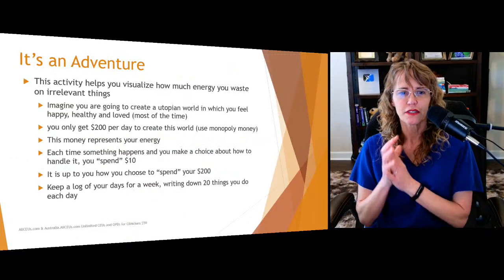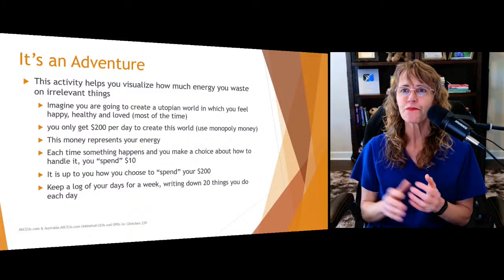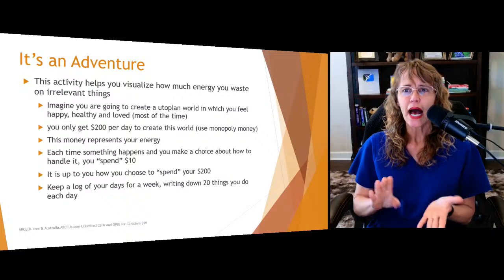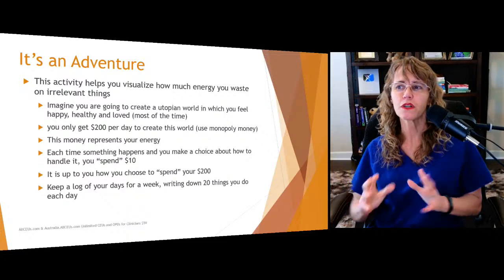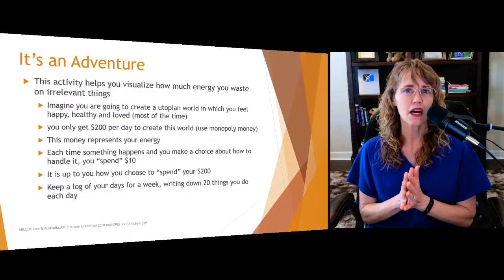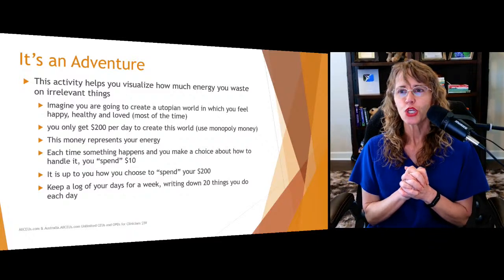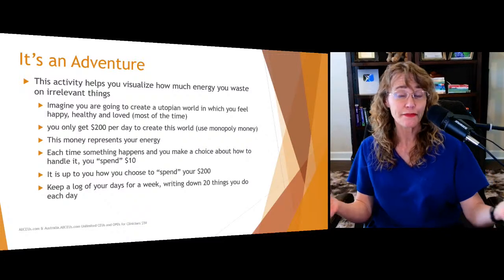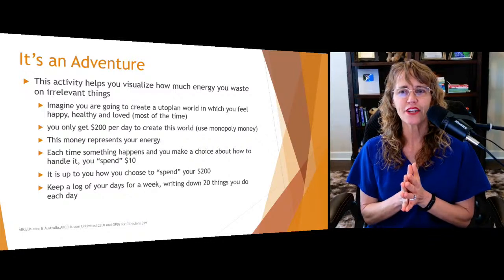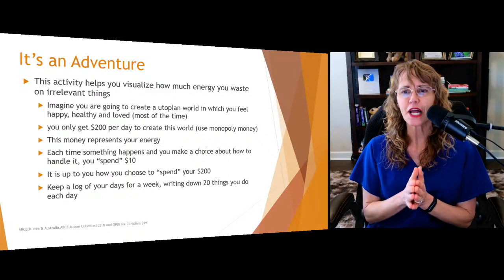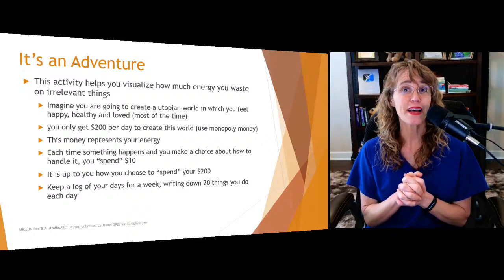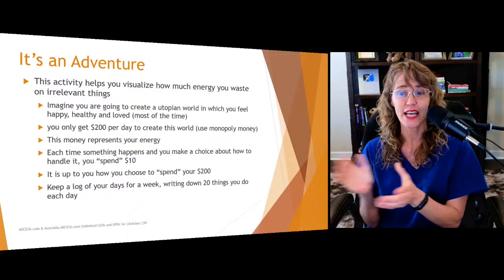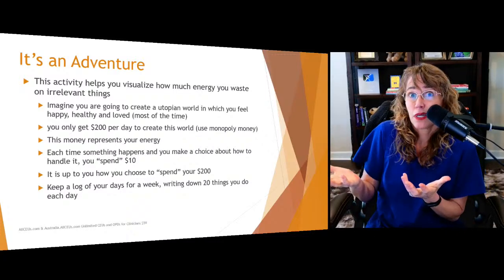It's an adventure, an activity that I do sometimes with people, helping you visualize how much energy you waste on irrelevant things. Imagine you're going to create a utopian world in which you feel happy, healthy, and loved most of the time. You only get $200 per day to create this world, and you can use Monopoly money. This money represents your energy. Each time something happens and you make a choice about how to handle it, you spend $10. It's up to you how you choose to spend your $200 that day. But once you're out of money, you're out of money.